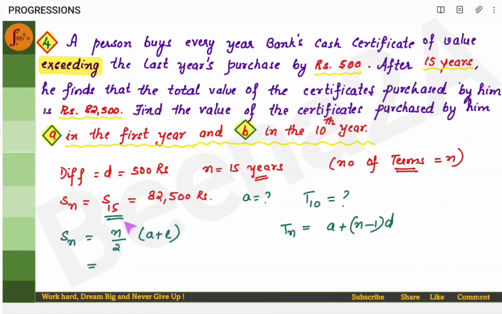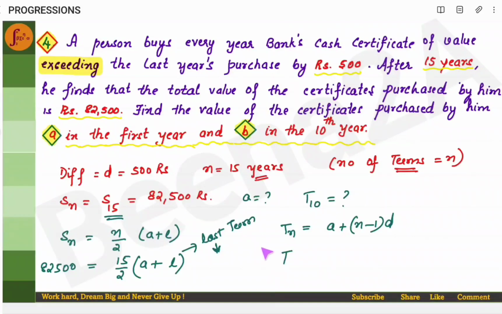Now we'll substitute. N is 15, we know that. A, we don't know. L, now what is L here? L is the last term. Last term means whatever he has invested in the last year, that we need to figure out. In the last year, how much did he purchase the certificate for? Because he keeps on continuing from the first year, second year, third year, fourth year, incrementing by 500. So in the last year, how much would he have purchased it for? That we'll have to find out.